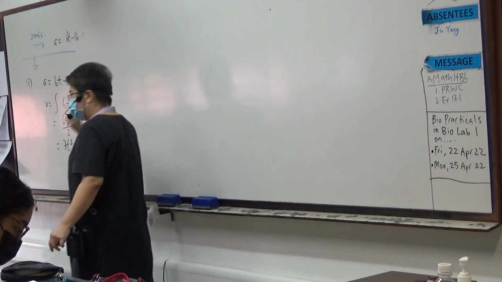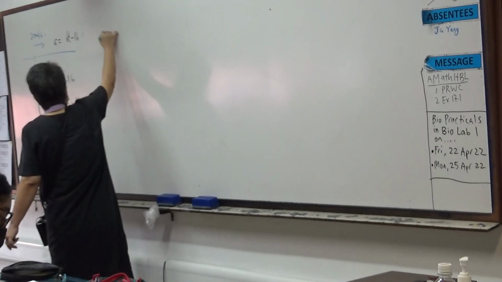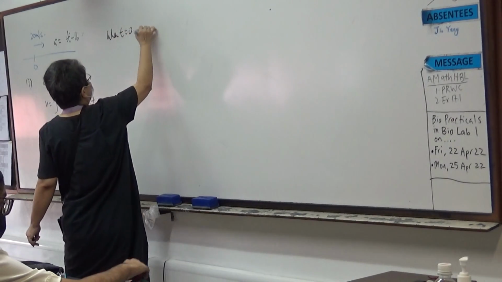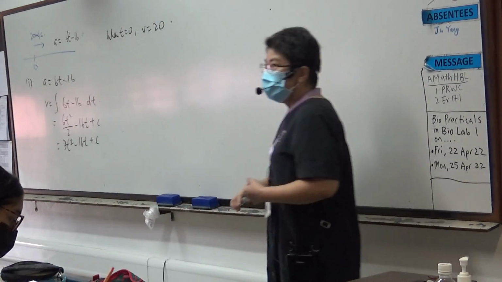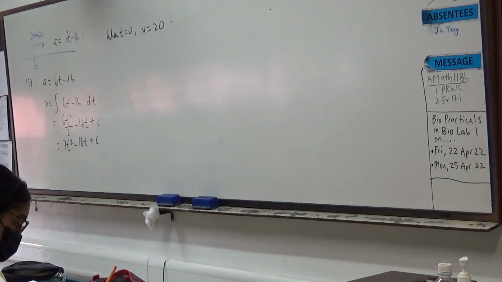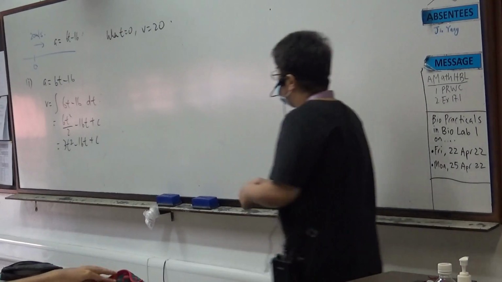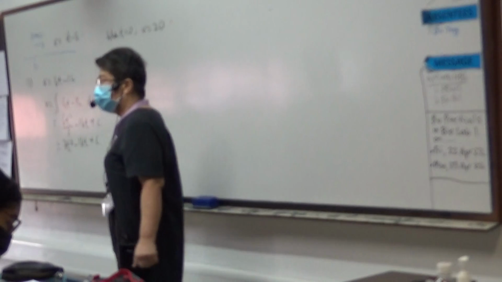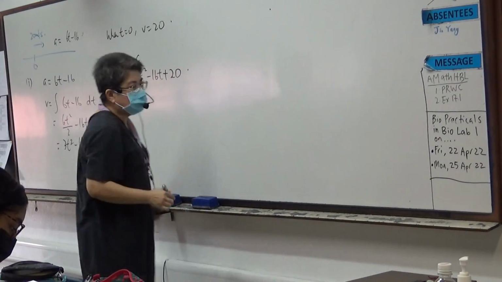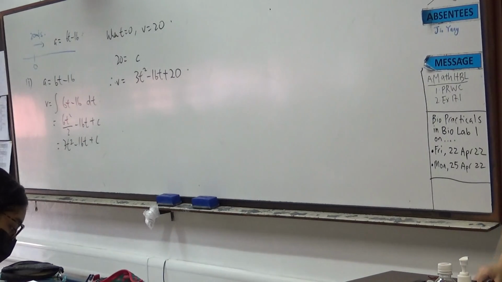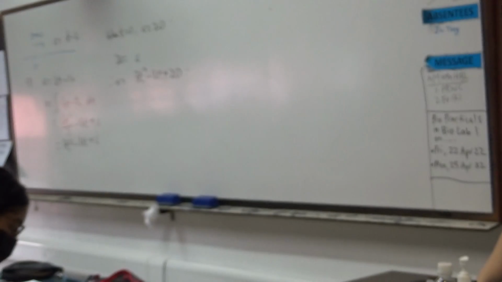Okay, now, what's my objective now? To find what? C. Now, do you agree that when t is 0, v is 20? That means when it passes through O, v is 20. Am I right? Okay? So, I'm going to plug this in. 20 equals c, right? I plug in 20 equals c. So, therefore, velocity will be 3t squared minus 6t plus 20. Everybody clear? Everybody clear with the first part? Yes or no? Yes. Okay, good.